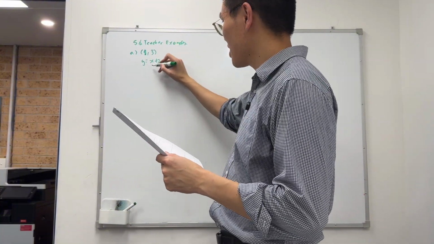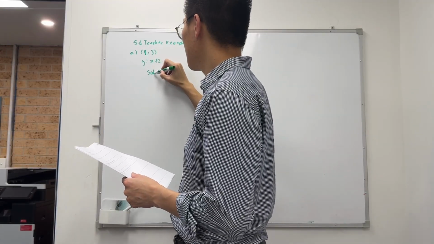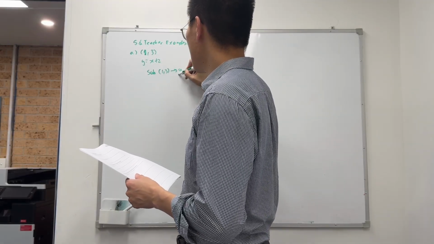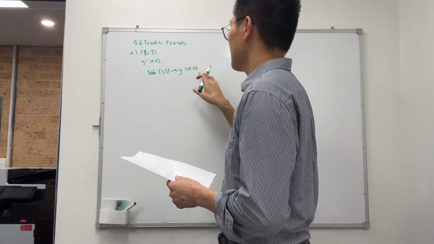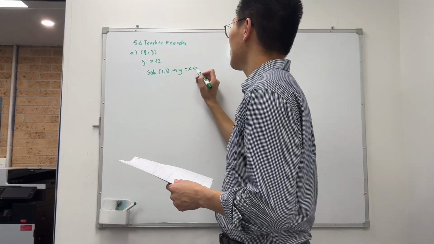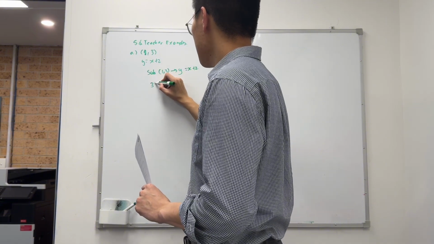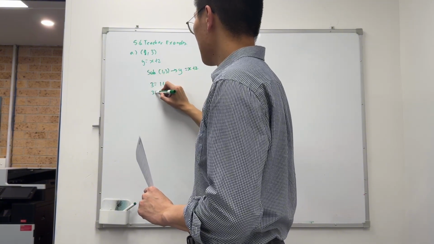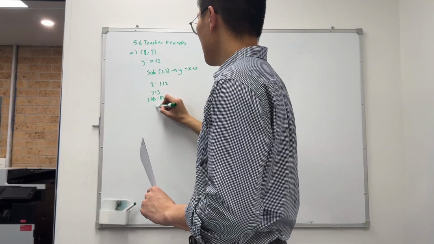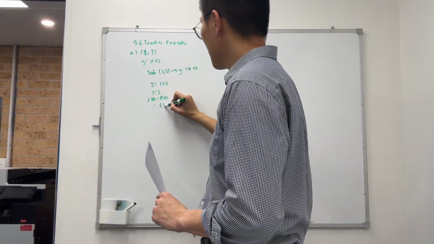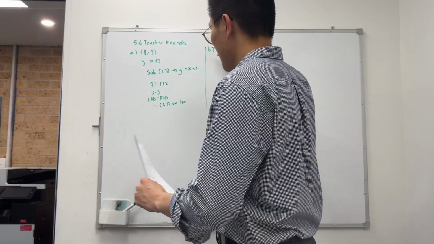Okay, so we're going to substitute 1, 3 into this equation, yeah? So sub 1, 3 into y. I guess in an exam you will write y equals x plus 2. So that is 3 is equal to 1 plus 2. 3 equals 3. Left-hand side equals right-hand side. Therefore, 1, 3 is on the line.